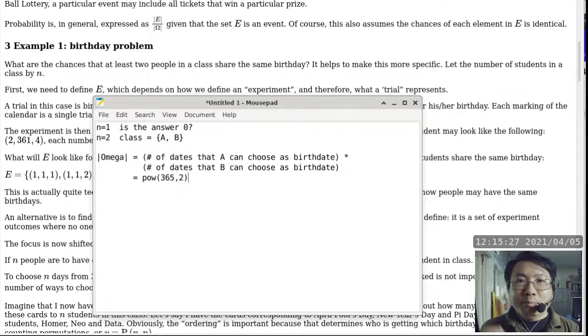Depending on the class, there are 365 times 365 ways for 2 people in the class to have their birth dates. So that's omega, the set of all the possible outcomes. So are we good with this part? What omega is representing and why it is 365 to the power of 2 when we have only 2 people in class.